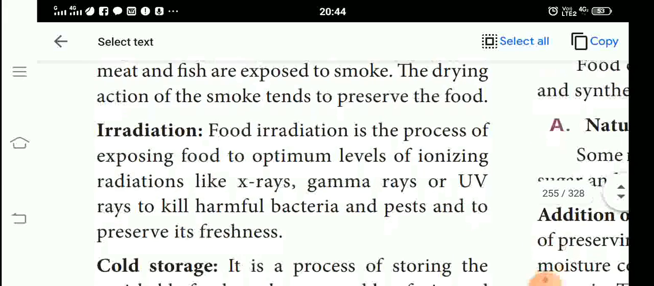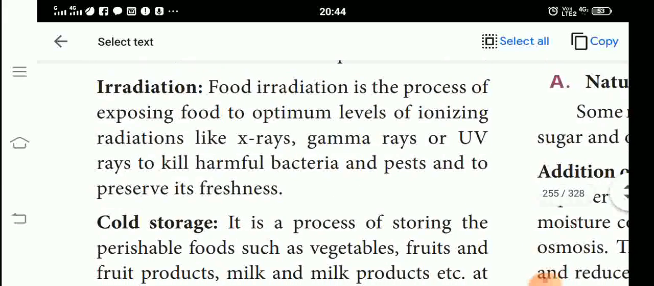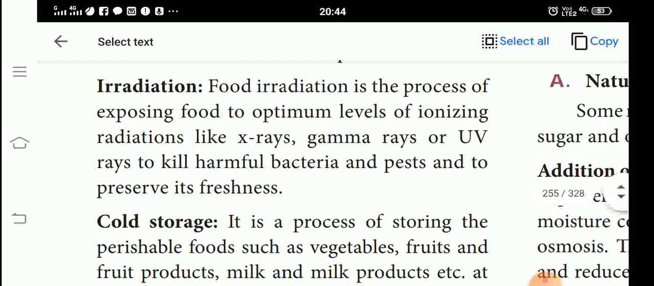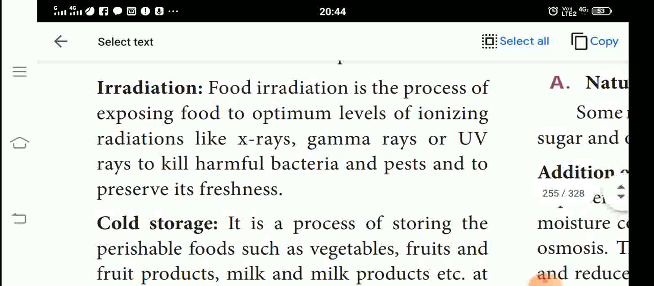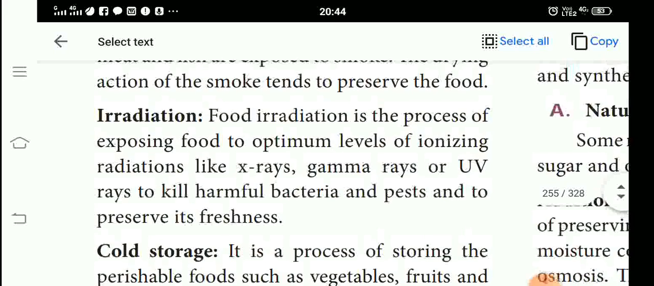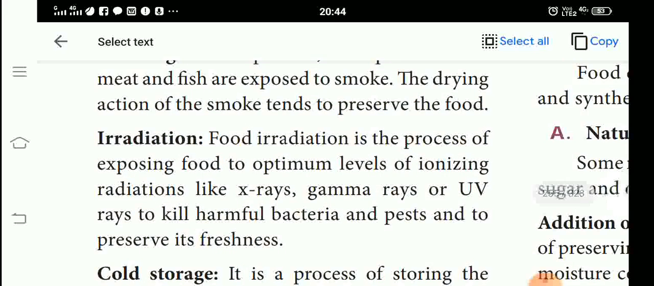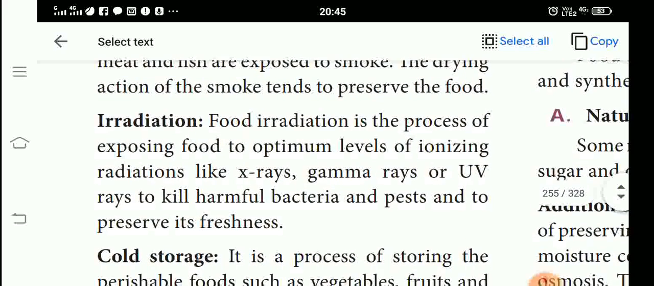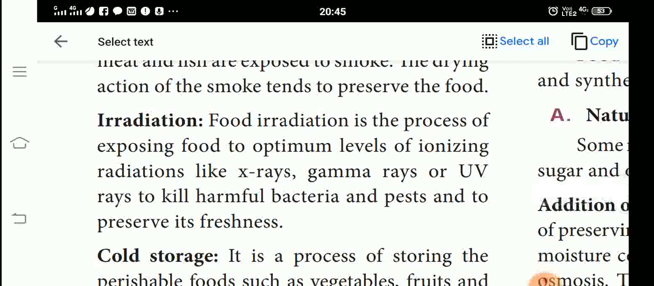Then the third process is irradiation. Food irradiation is a process of exposing food to optimum levels of ionizing radiation. That is, we are passing some rays like X-rays, gamma rays or UV rays through the food. These X-rays, gamma rays and UV rays kill the harmful bacteria or any pests present in the food. Okay, so what will happen?